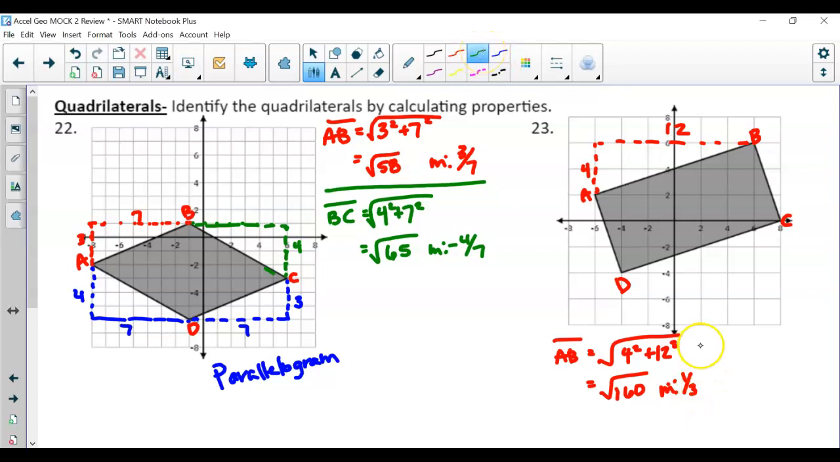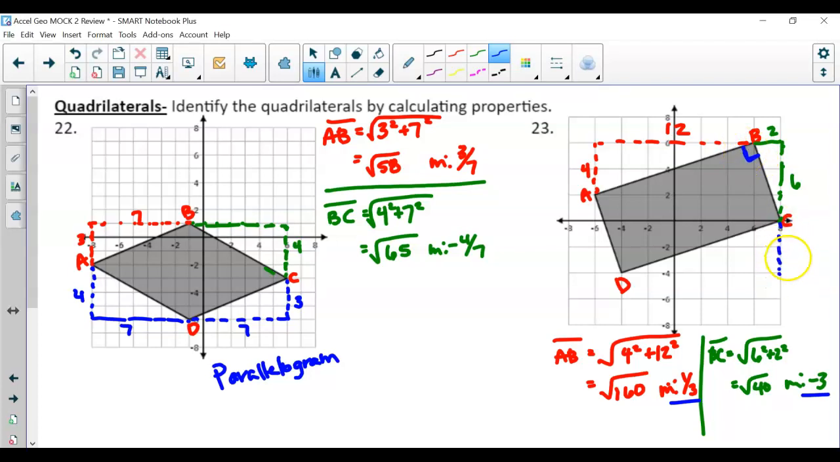So now let's find BC. So BC is here with our rise and run. So rise is 2, 4, 6, and 2. So here we've got 6 squared plus 2 squared, which is radical 40. Now the slope is negative 6 over 2, which is negative 3. So now notice we might have different side lengths, right? But we do have negative reciprocal slopes, which means we do have a 90-degree angle.